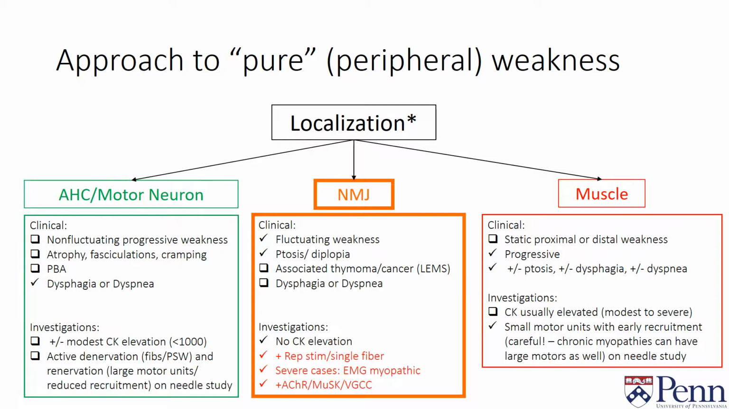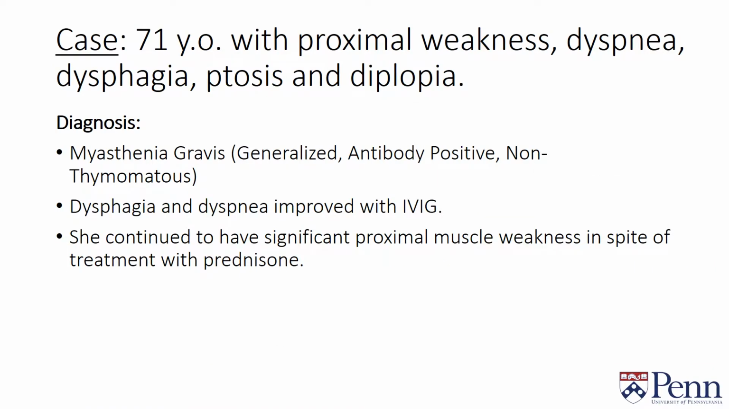She has more fluctuating weakness. She has ptosis, which fluctuates. Again, that's a critical feature that you can make her ptosis worse on exam. And then there are several features of the investigations that would support a neuromuscular junction disorder. In this case, the diagnosis is myasthenia gravis. She did quite well with treatment, with the exception of some persistent proximal weakness, which is not that uncommon.